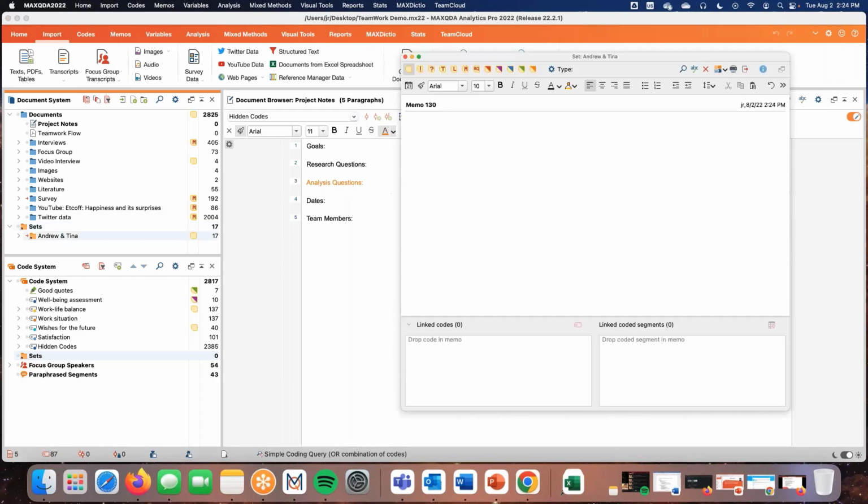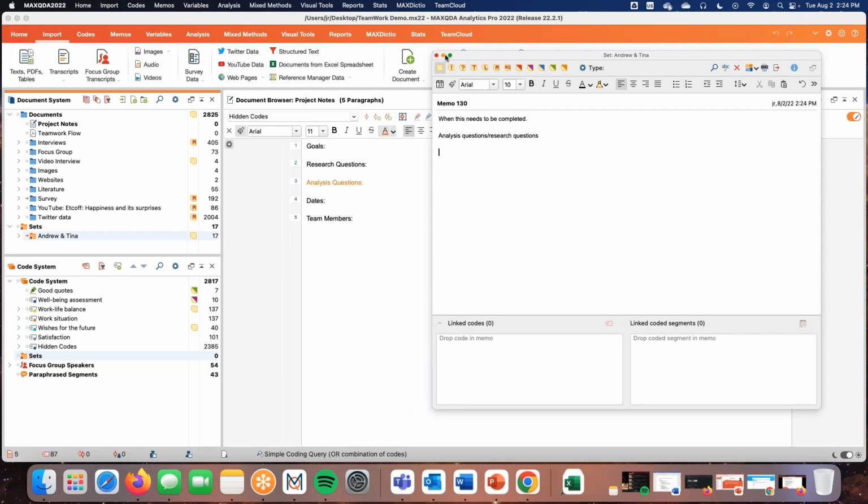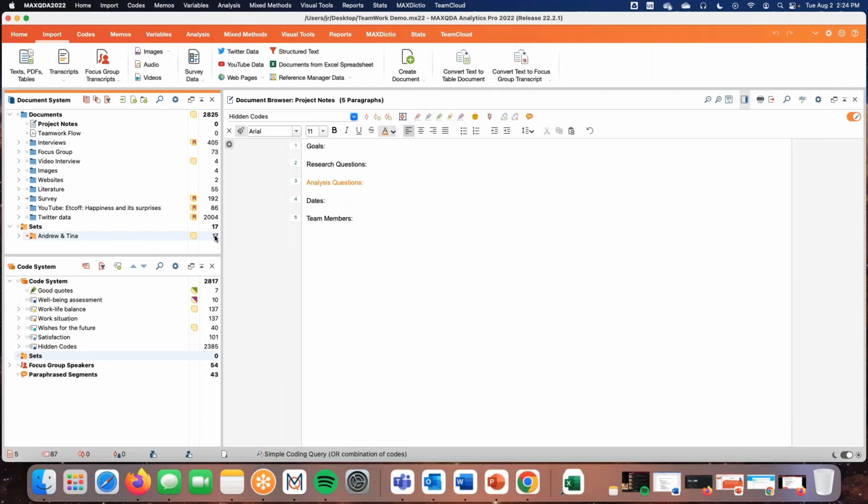You can also include then in the memo sort of when this needs to be completed. And you might have some specific notes, analysis questions, or research questions, whatever works for your particular project. So being able to keep those things in the memo here, you're able to essentially disseminate these instructions to your analysis teams, and it's all contained within the project file. So this can be a really important aspect of this.